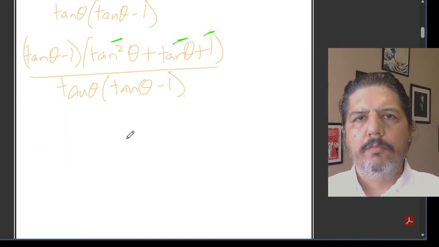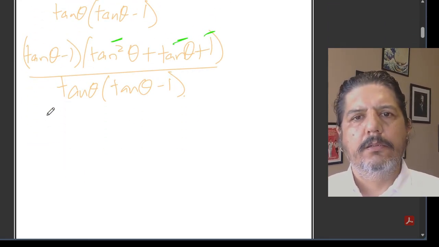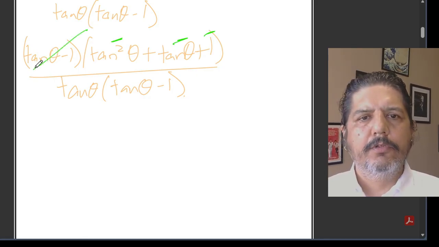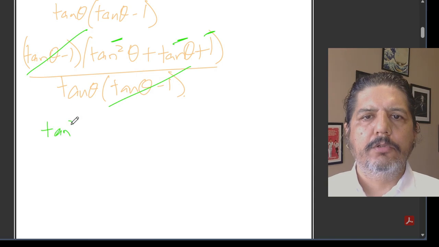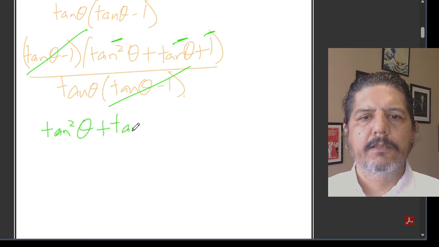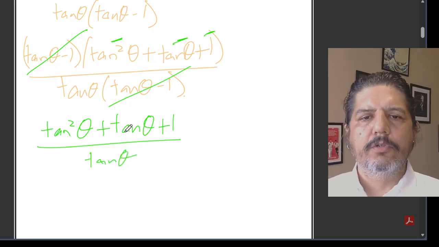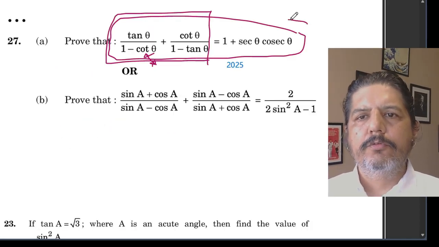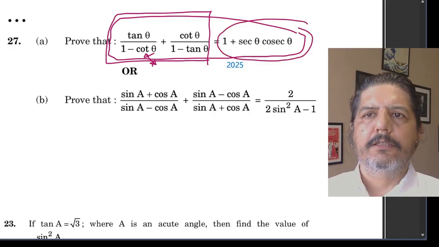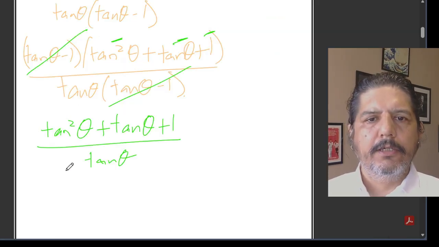Any step that you don't follow, please mention in the comment, I'll answer back. Now here, if you see, tan theta minus 1 and tan theta minus 1 cancel. So this would be equal to tan²θ plus tan theta plus 1, whole upon tan theta. So I've reached here. But where do I want to reach? I want to prove this as 1 plus secant theta cosecant theta. Okay, so let's move ahead.